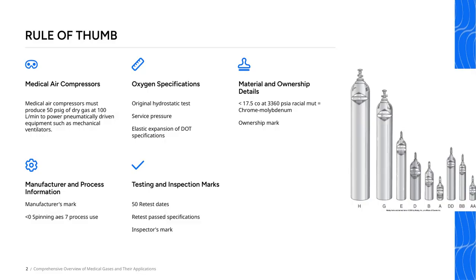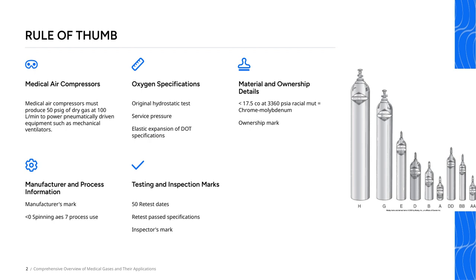Let's take a closer look at some key concepts related to medical gases and their management. First, you'll notice the rule of thumb, which serves as a quick guide for understanding how we handle these gases. Moving on, the slide highlights the importance of keeping track of retest dates, ensuring that all cylinders pass their required specifications before use. You'll see markings such as the inspector's mark, testing, and inspection marks, which verify that the cylinders have undergone proper quality checks.